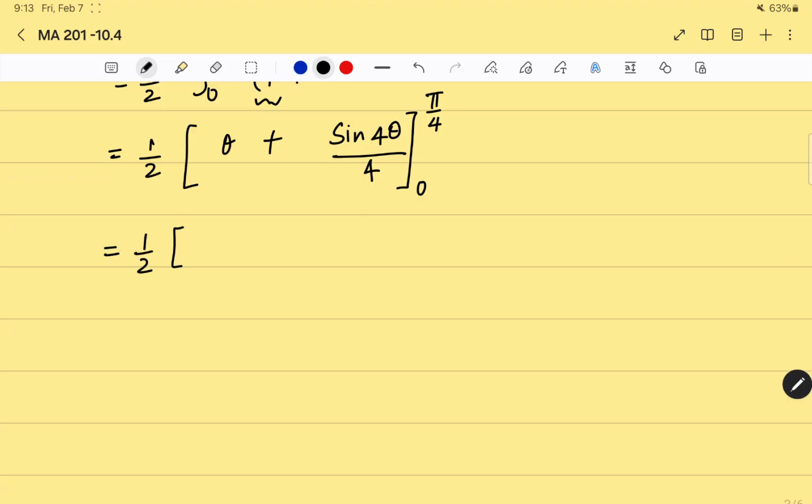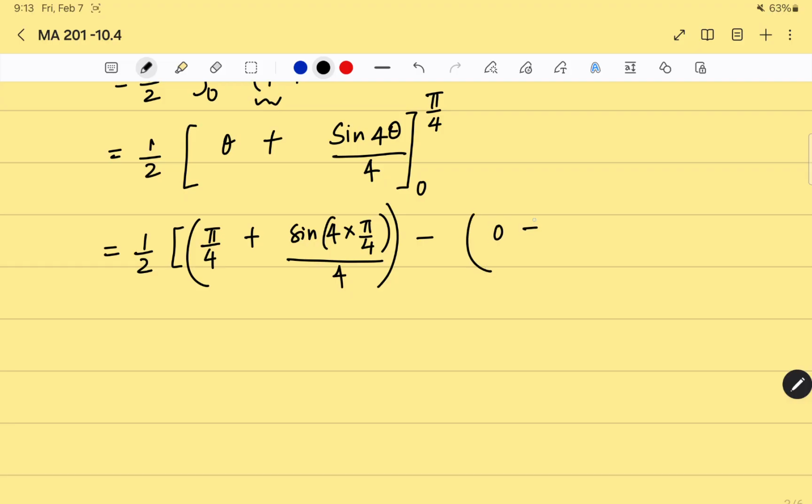This equals 1 by 2 bracket open. Upper limit is pi by 4 plus sine 4 times pi by 4 divided by 4, upper limit minus lower limit substitution, 0 plus sine 4 times 0 divided by 4. So let me put all these values in the calculator, and please use radian mode. Please put this in the calculator, you will get 0, and put this also in the calculator, you will get 0.